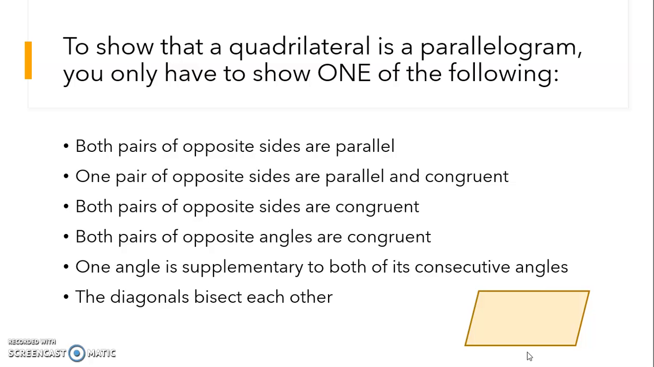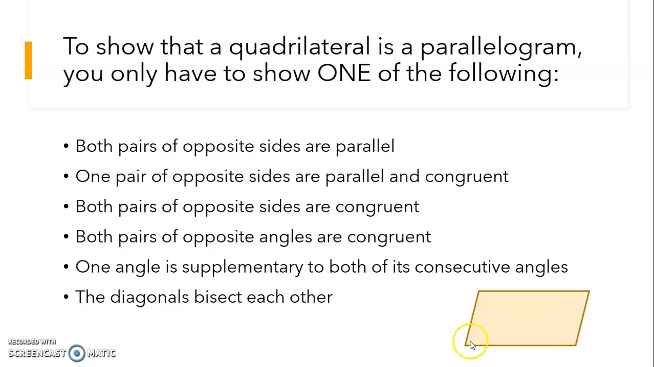Next is both pairs of opposite sides are congruent. That means that the two horizontal sides have tick marks on them, and then the two vertical sides have tick marks on them. Okay. The next one is that both pairs of opposite angles are congruent.